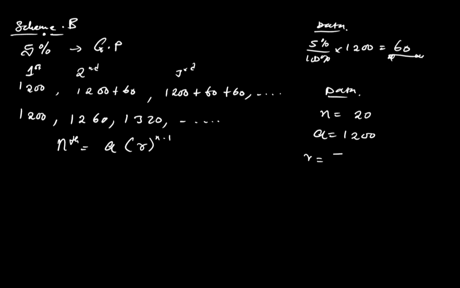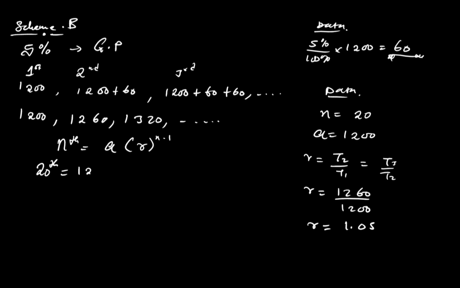Let's find r. r is equal to term 2 divided by term 1, or we could say term 3 divided by term 2. Either way, r is equal to 1,260 divided by 1,200. So r will give us about 1.05. That's a common ratio. So in the 20th week, we're going to have 1,200 times 1.05 to the power 20 minus 1, so 1.05 to the power 19.